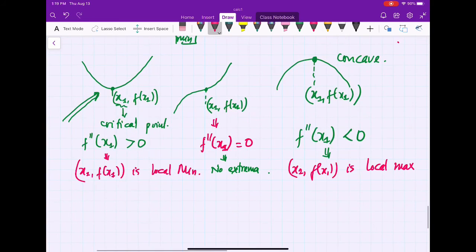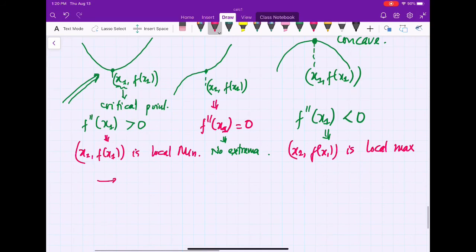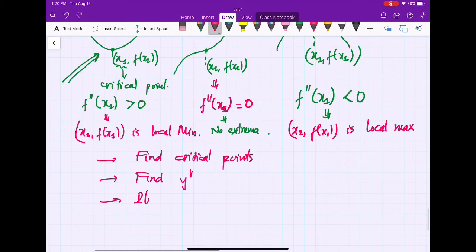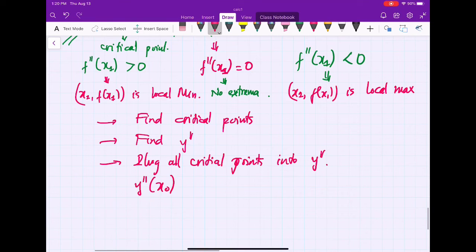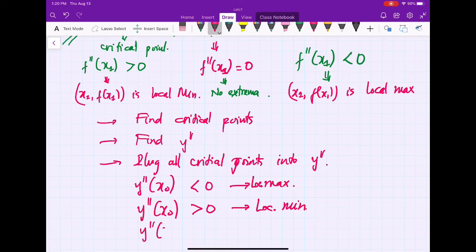Alright, so based on this picture, in order to use the second derivative test, you need to find all critical points. Right? You need to find all critical points. Second, you need to find the second derivative. And then the last step is, you plug all critical points into the second derivative. Okay, if the second derivative at x0 is less than 0, that is your maximum. Okay, this is a relative maximum. I write local maximum in here. If the second derivative at x0 is greater than 0, that is a local minimum. And if the second derivative at x0 is 0, no extrema.